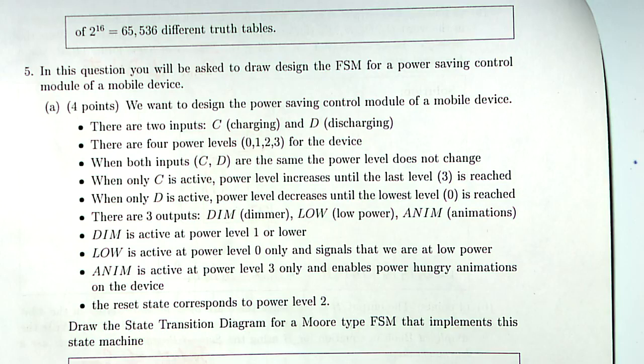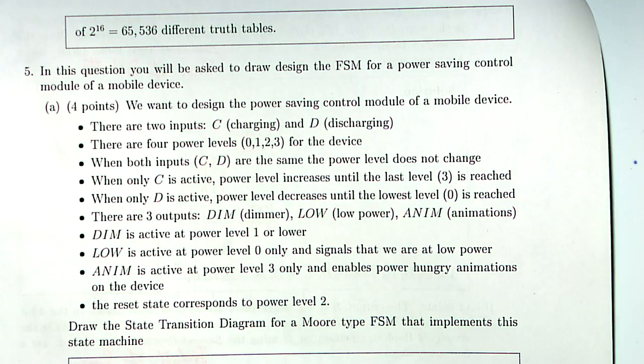These states, whether or not the system is at either of these states, depend on the 2 inputs, C and D. When both inputs are the same, the power level does not change, so it stays at its current level, or maybe your current state. And when only C is active, by active I mean 1.